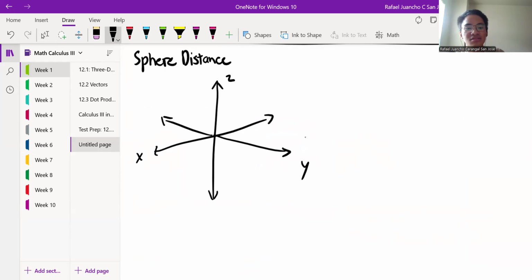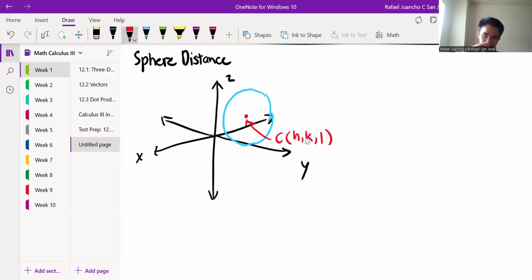X, Y, Z. We have this sphere. Okay, my sphere is ugly. We have our center. Just say that center, let's do letters, has real numbers H, K, L. It could be anything. And we have a radius. Amazing radius. And we have some point here that is A, B, C.